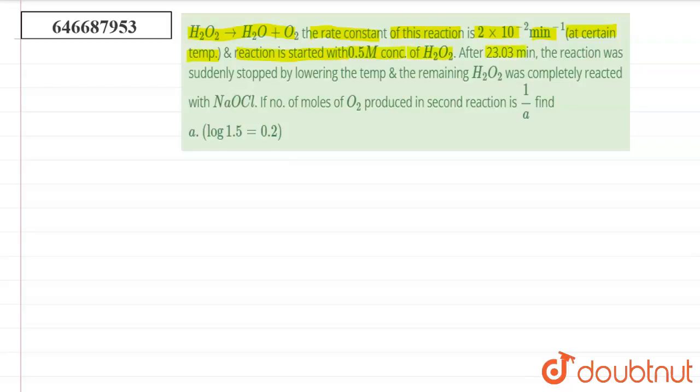After 23.03 minutes, the reaction was suddenly stopped by lowering the temperature, and the remaining H2O2 was completely reacted with NaOCl. That means sodium hypochlorite. If number of moles of O2 produced in second reaction is 1 by A, find the value of A. Given that log 1.5 is equal to 0.2. Okay, let us see the solution.